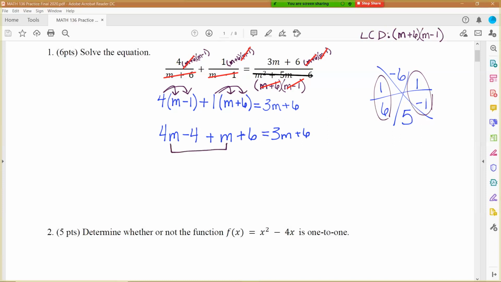Once you get here, my suggestion would be that you combine like terms. So here I have like terms. I would add those two together. They're both on the left side of the equal sign, so I just add them the way that they are. 4m plus 1m is 5m. Then again, the -4 and the +6, both on the left side of my equal sign, so I'm going to add them together. When I add -4 and +6 together, I get +2.